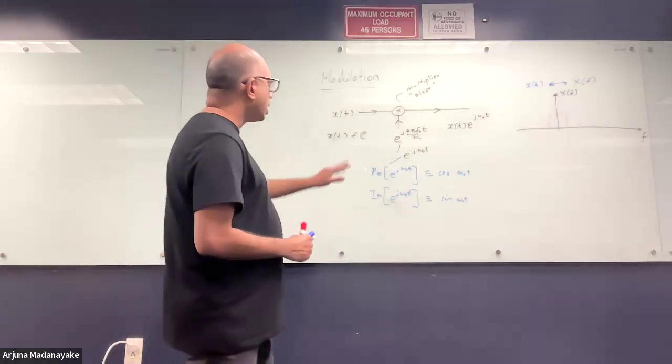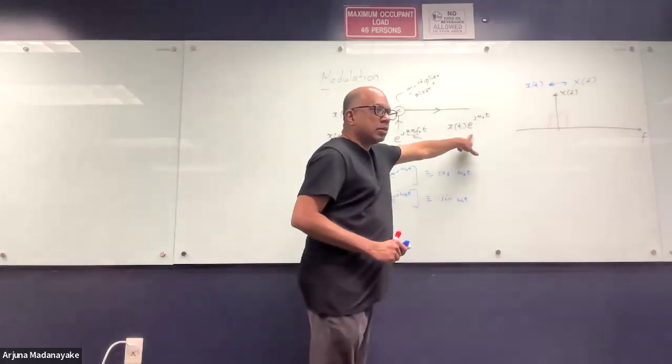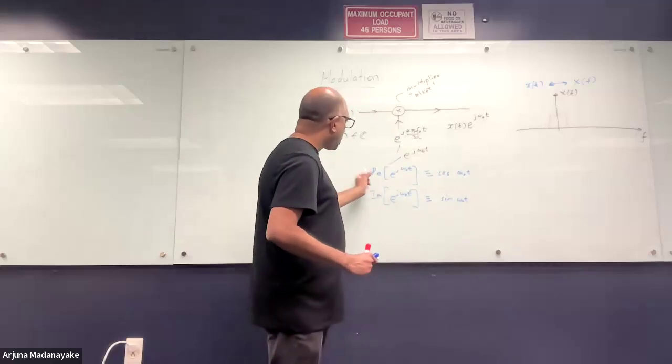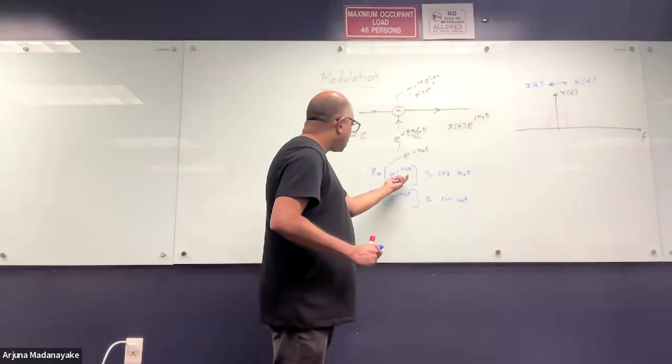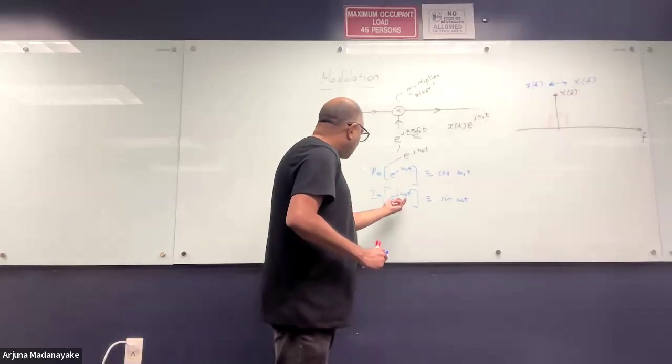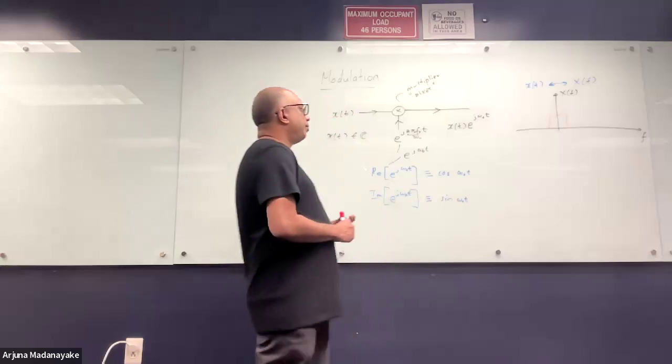No, that's not what it does. It multiplies x of t by this. That's what the mixer does. But this is just to show that the real part of this function is that, and the imaginary part of this complex function is that. That's all.